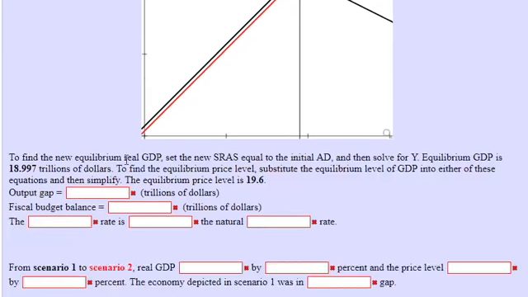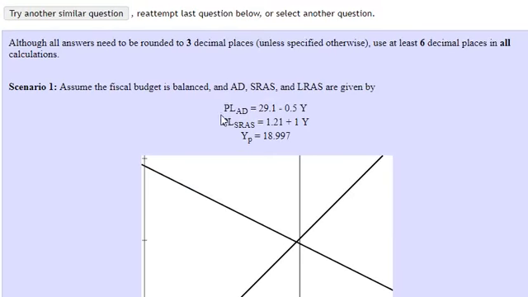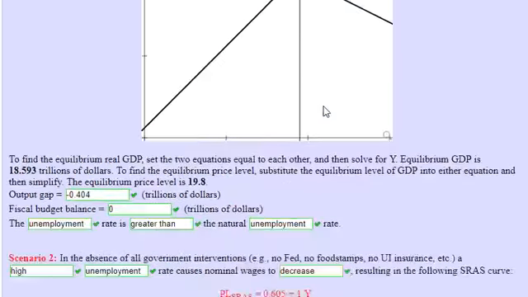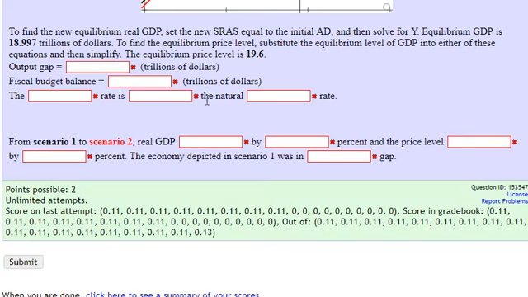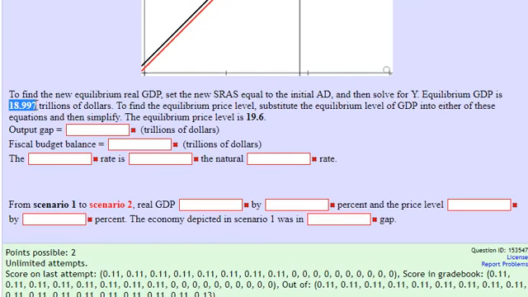Okay, to find the new equilibrium, you set the new short run aggregate supply curve, the red one, equal to the initial aggregate demand curve, the black downward sloping line, right there. You solve for GDP and you get $18.997 trillion. To find the equilibrium price level, you substitute this value into the new short run aggregate supply curve, or the original aggregate demand curve. Okay? And I calculate it for you. It's 19.6. Now notice that GDP now is equal to what?